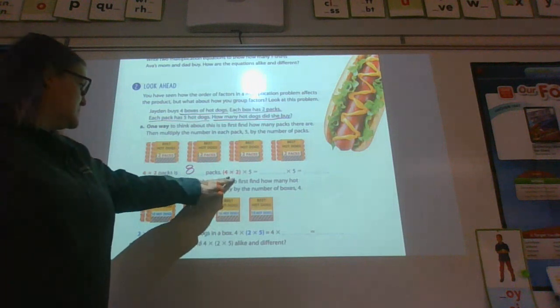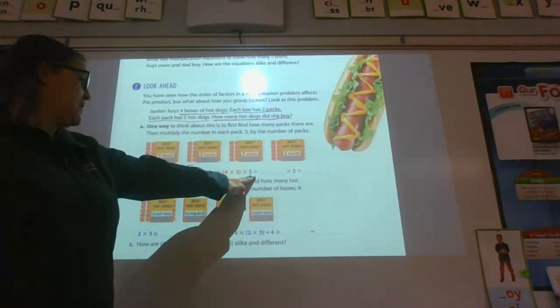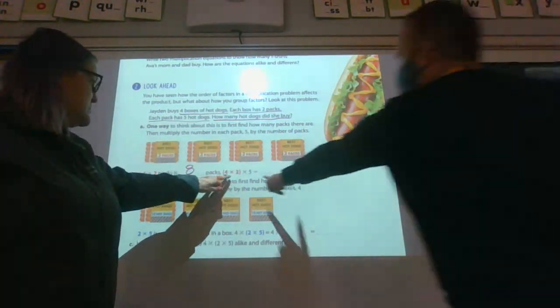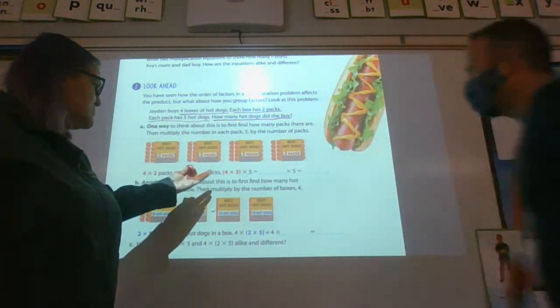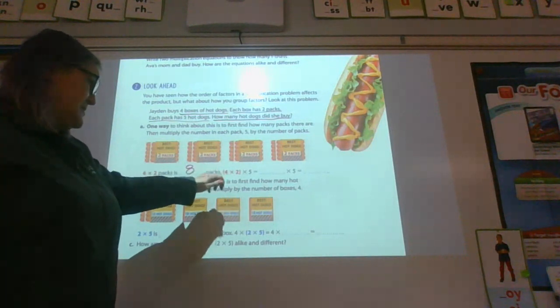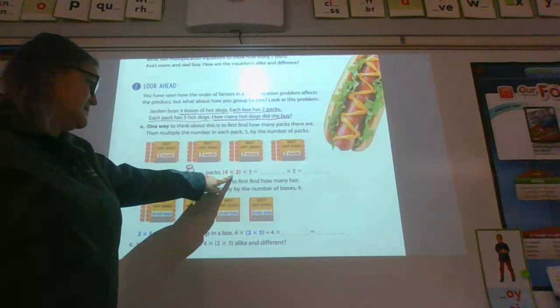Now wait. 4 times 2 times 5. I've not seen this before. What are those? Well, we know those. Those are parentheses. That's the same as the distributive property, but the distributive property had a plus sign.